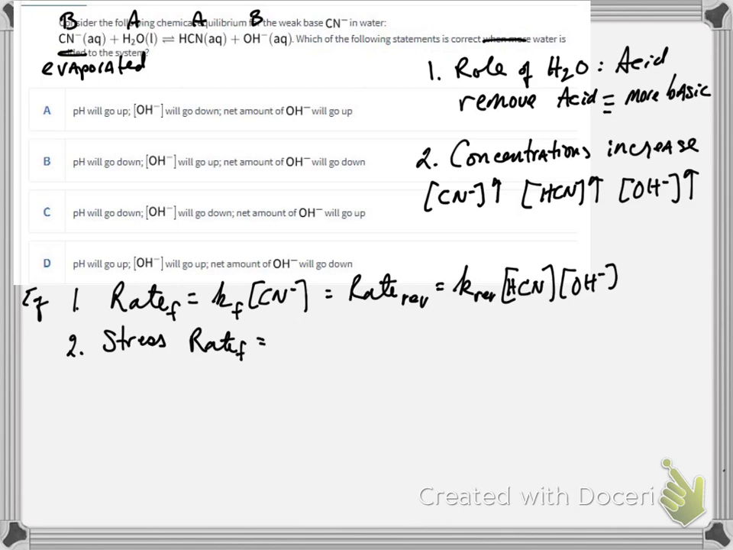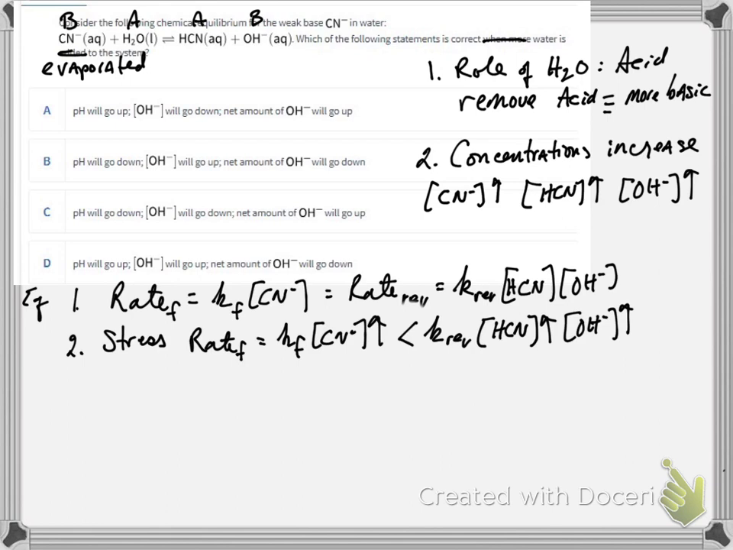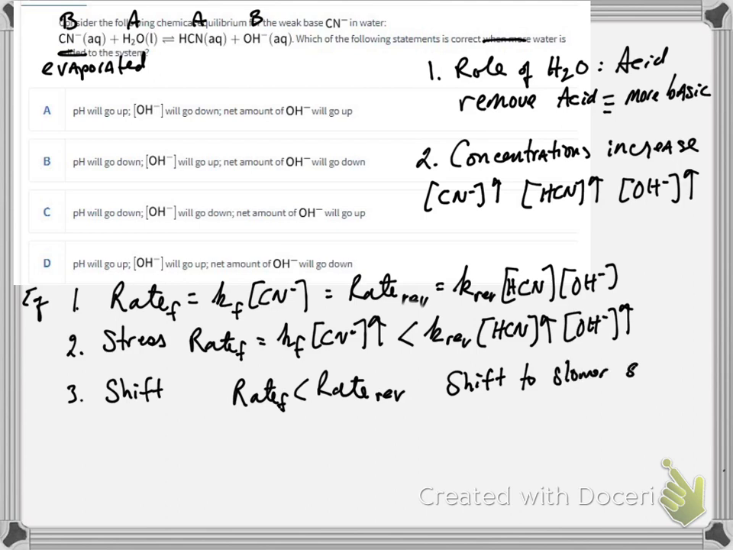So the stress is that the rate forward has now gone up, but the rate reverse has also gone up, but it's gone up by a factor of 2 because there are two different reactants whose concentrations have immediately increased because of the evaporation. Since rate forward is moving slower, the shift has to be to reactants. You have to make more reactants to reestablish equilibrium because the rate forward is moving slower. So you always shift to the slower side. The reactants are the slower side.